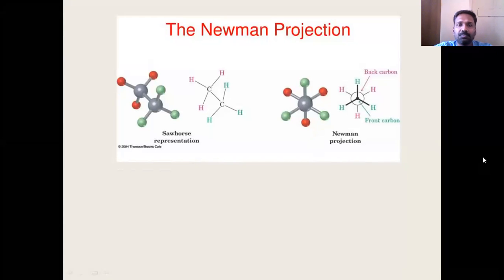Okay. So in the projections, we have dealt with two types of projections we use commonly to represent molecules: the Fischer projection as well as the wedge-dash projection. The Newman projection we will take up today.